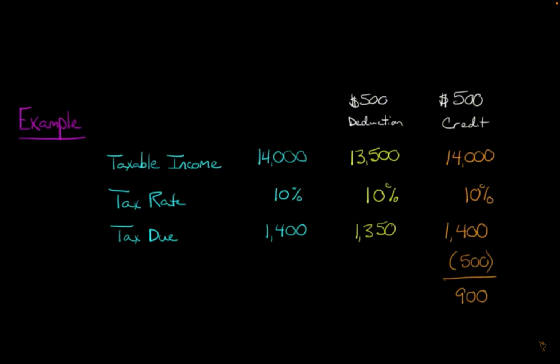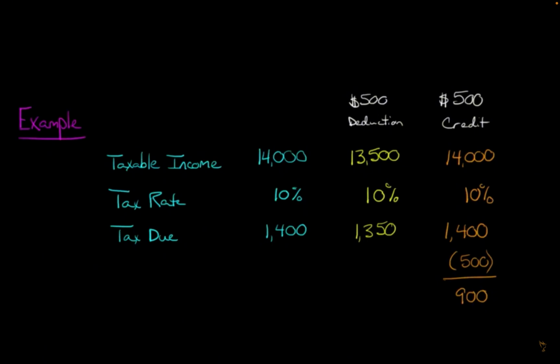Okay, so let me just really highlight this so you can see the changes in tax due, because this is really what matters, right? Ultimately, what you pay to the government is what you care about the most. In this case, you pay $1,400 to the government. When you have the $500 deduction, you end up paying $50 less to the government. And when you have the $500 credit, you end up paying $500 less to the government, right? So you see, tax credits reduce the tax that you pay dollar for dollar, right? So a $500 credit means you will pay $500 less in tax.